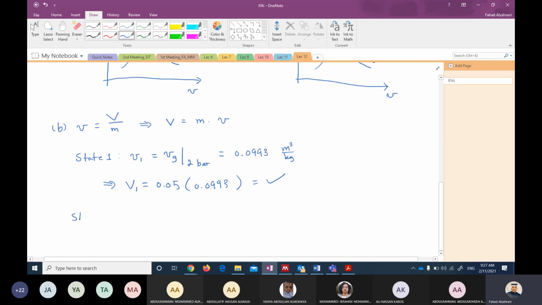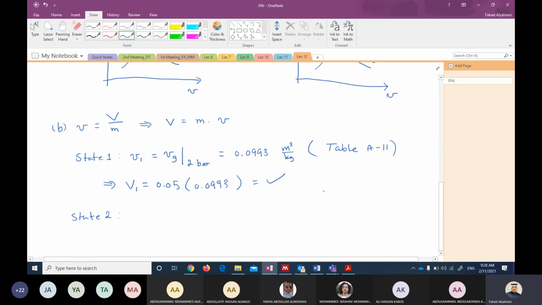What about state 2? Before I go to state 2, do you know why 0.0993? Is it clear? Yes, from the table. You go to the same table, the saturated mixture table, at 2 bar, from the same table you get minus 10.09. You go to A11, at 2 bar you find the VG from the table. Okay? You find VG from the same saturated mixture table. So let's write it here, this is table A11.